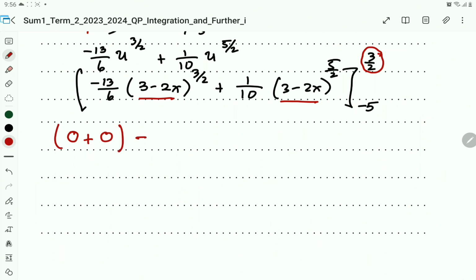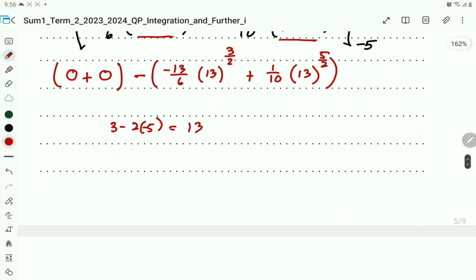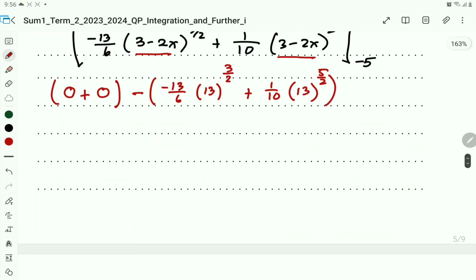Minus, let's substitute the negative 5. So 3 minus 2 times negative 5 is positive 13. So this becomes negative 13 over 6 times 13 raised to 3 over 2 plus 1 over 10 times 13 raised to 5 over 2. So let us simplify this. As you can see, 13 raised to 3 over 2 is common, isn't it? Yes.